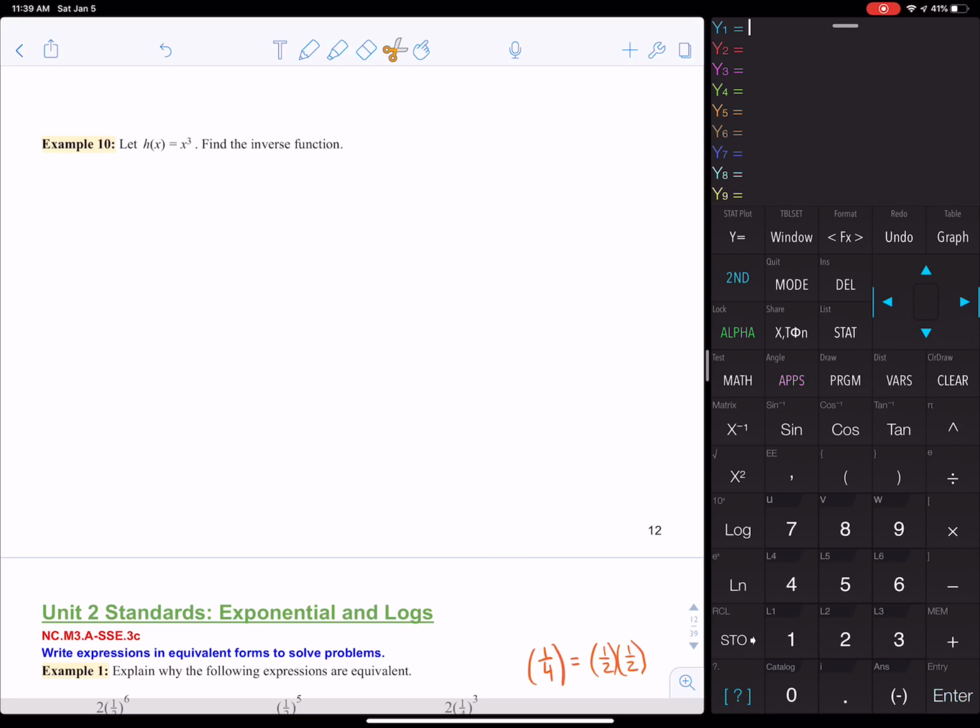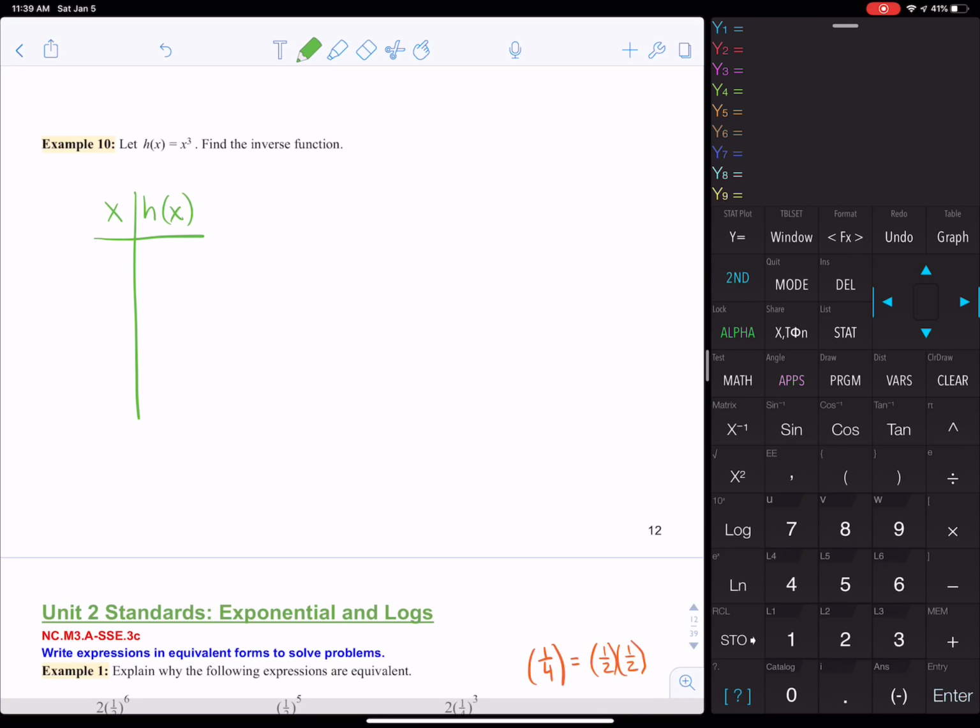10 says, let h of x equal x cubed. Find the inverse function. So what I'm going to do is start with just the table of values, x and h of x. And I'm going to go over to the calculator and type it in.